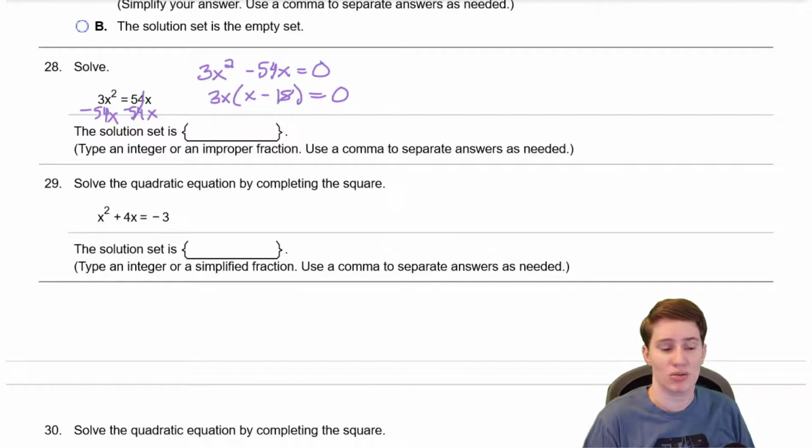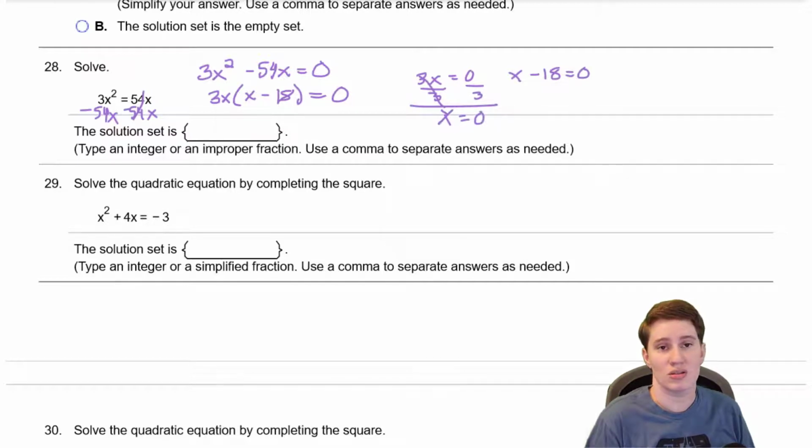Because 54 divided by 3 is 18. And so now, to finish solving this, we separate it out into two questions. Where does 3x equal 0? And where does x minus 18 equal 0? Well, we can go through the steps to actually solve these and see what the answers are.